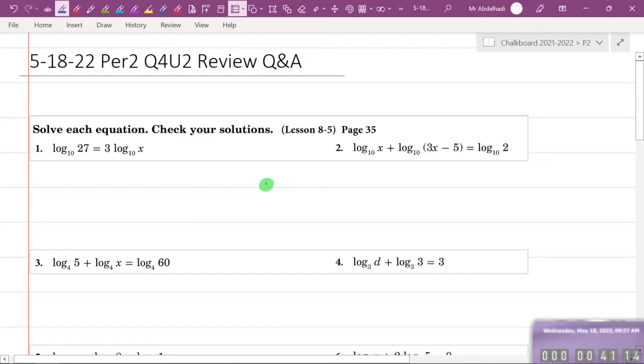Okay, let's go over the practice quiz. First question here says solve each equation and check your solutions. When they say check your solutions, they don't really mean check to see if you got the answer right. They're really saying check to see that your answer doesn't violate the domain of the logarithm. So you're going to plug your answer back into each logarithm and make sure you're not taking the logarithm of 0 or the logarithm of a negative number. So let's start off with number 1 here.